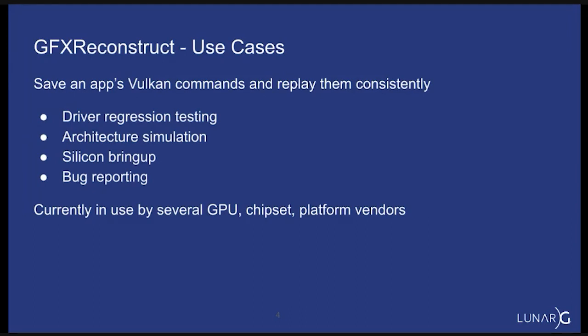But you can also use it for playing back in an architecture simulation sense, like if you have a C model or an FPGA or something that's not full silicon yet, or maybe it's actually silicon which is not fully integrated. You can take a capture of a running app, and you don't have to have the app in order to run the same Vulkan commands on a new piece of architecture. It's also useful for bug reporting. So if you have an application and you know you have a Vulkan bug, you can run the application, capture the trace, and then send it to a vendor.